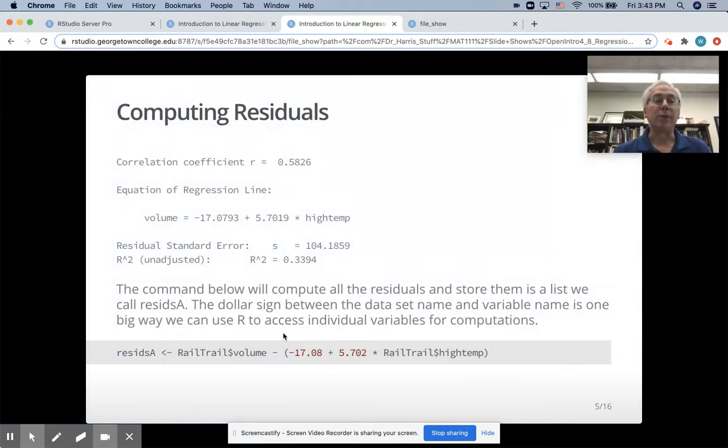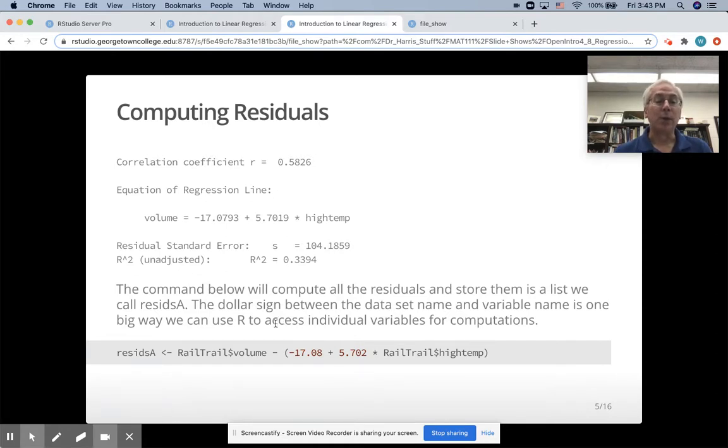Just a reminder of some of the output. When we ran lm, our correlation was 0.5826. The regression equation was that volume of traffic will be negative 17.08 plus 5.702 times the high temperature.